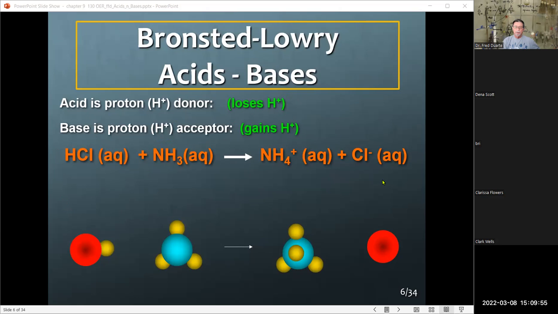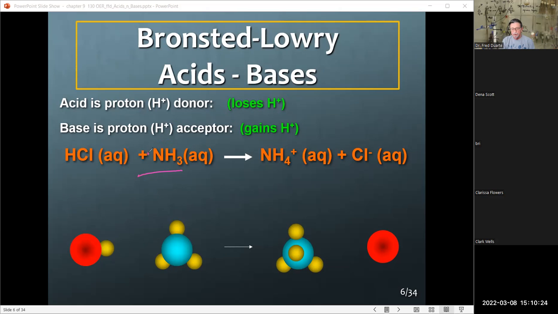Now, the Bronsted-Lowry definition is that, in both scenarios, we have an acid which produces or loses a proton. And the base is where they differ. The Bronsted-Lowry definition is any compound that will accept that proton. So it doesn't have to be the hydroxide, as is the case with the Arrhenius definition. And so here we have ammonia.